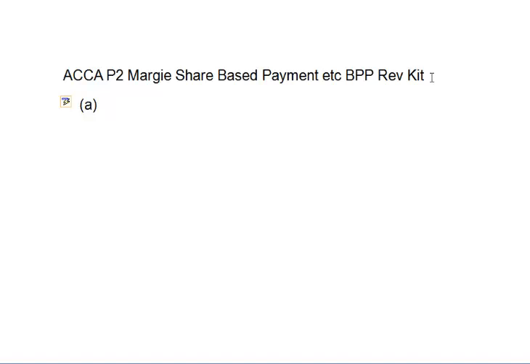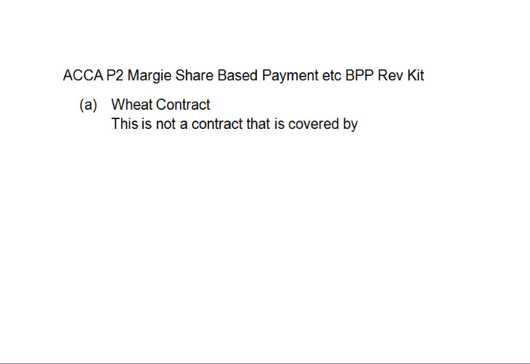And what have we got? Well, we've got part A is our wheat contract. And it says Margie wishes to treat this transaction as a share-based payment under IFRS 2. Well, the first thing I would say is this is not a contract that is covered by IFRS 2, and the most important word in your written answer is the word because.